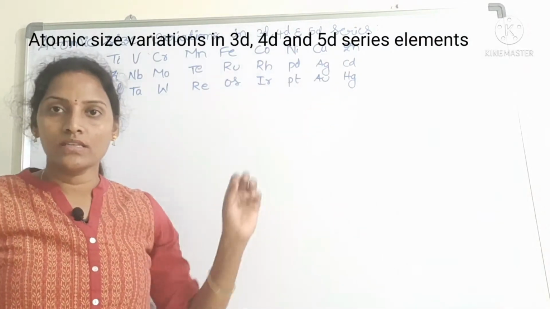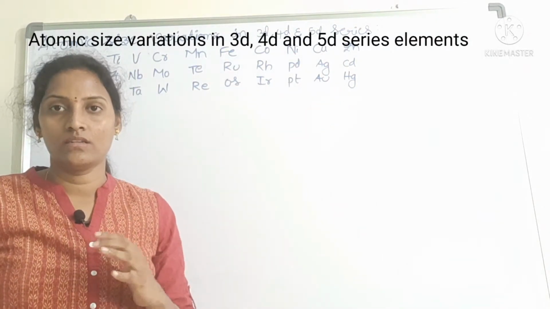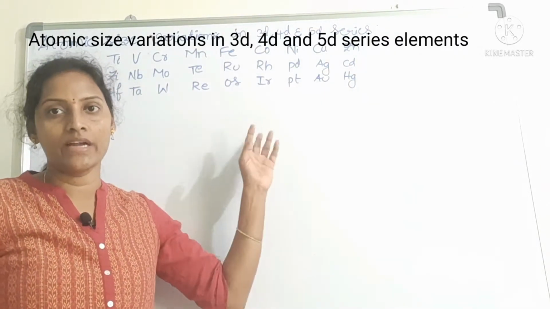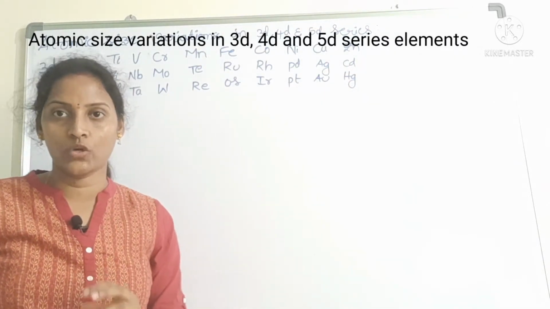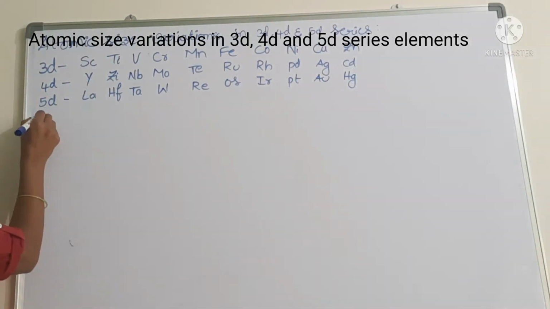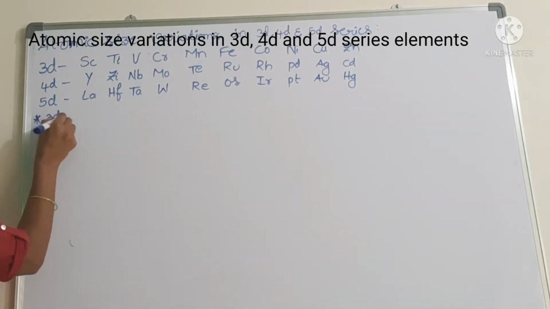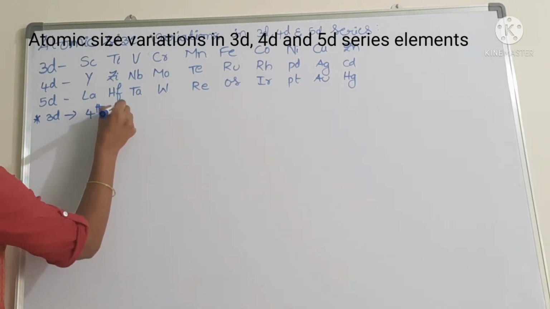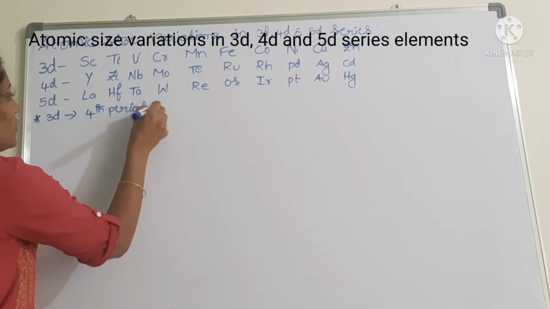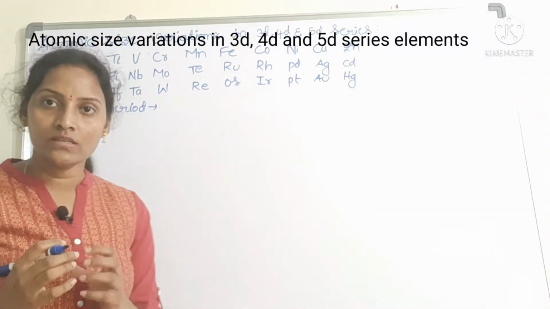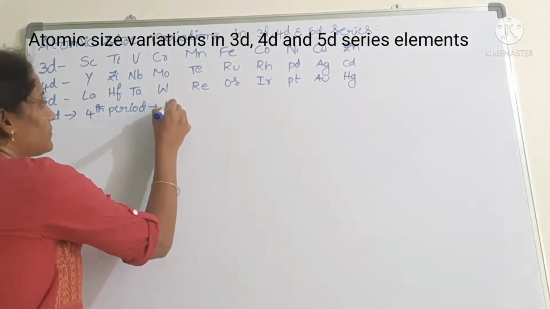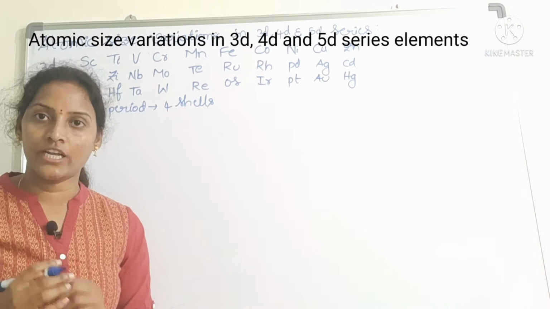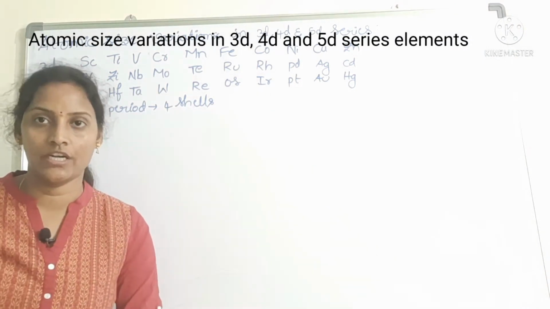The 3D series elements are nothing but the first series in D block. The 4D series is the second series. The 5D series is the third series. The 3D series elements belong to the fourth period, so all these elements will possess 4 shells. We already know the shell number will always equal the period number.